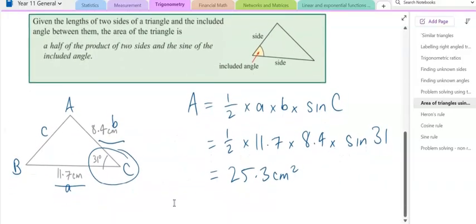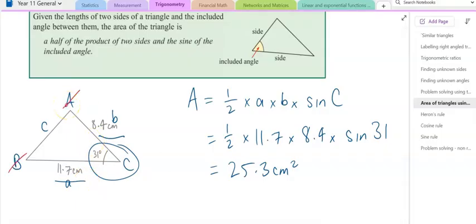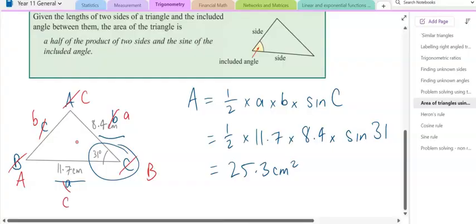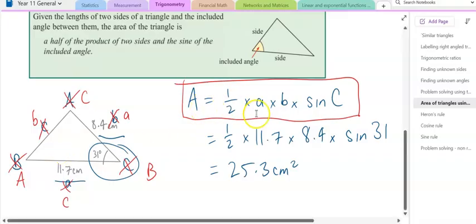Now, that's pretty much it. I just want to point out that, again, this is not the only way to label this triangle. If I wanted to, I could have decided that this was C, this was A, and this was B. That would, of course, then change the side lengths to lowercase b here, lowercase a here, and lowercase c here, which would mean I would use a different variation of this formula. So instead of half times a times b times sine c, I would use half times a times c times sine b. Okay, hopefully that makes sense.